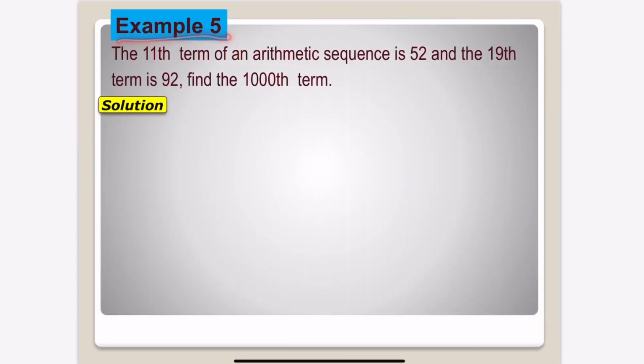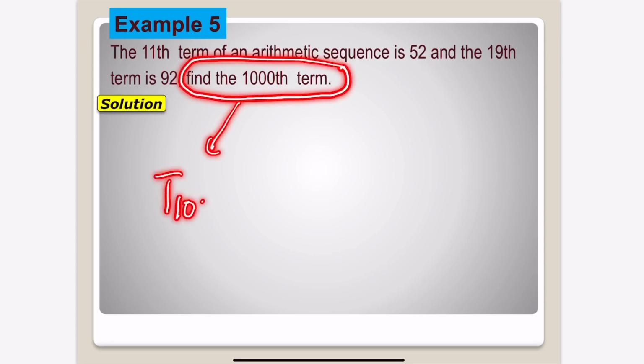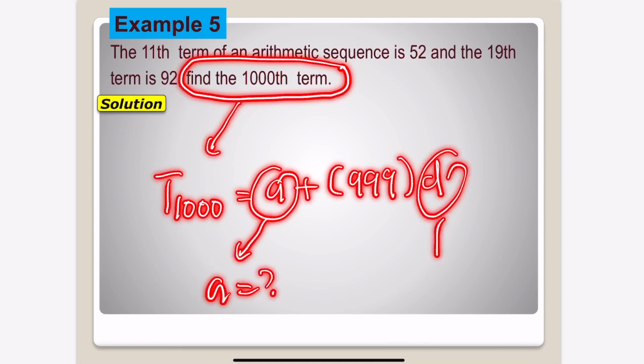Example 5. The 11th term of an arithmetic sequence is 52, and the 19th term is 92. Find the 1000th term. The question asks you to find the 1000th term, where you need to find T1000 equals a plus 999d. So you need to find what is your a and then what is your d. Then after that, you can find your T1000.